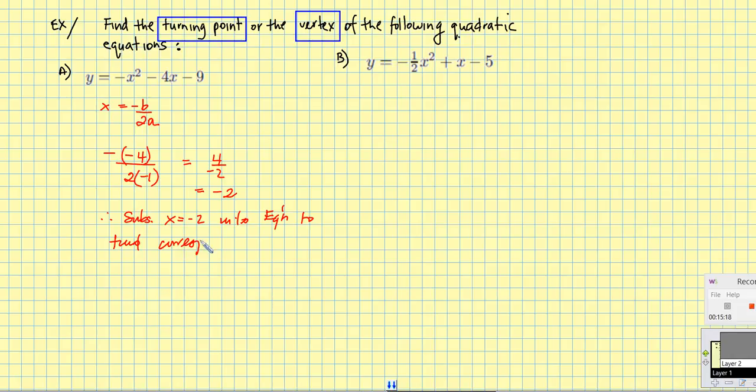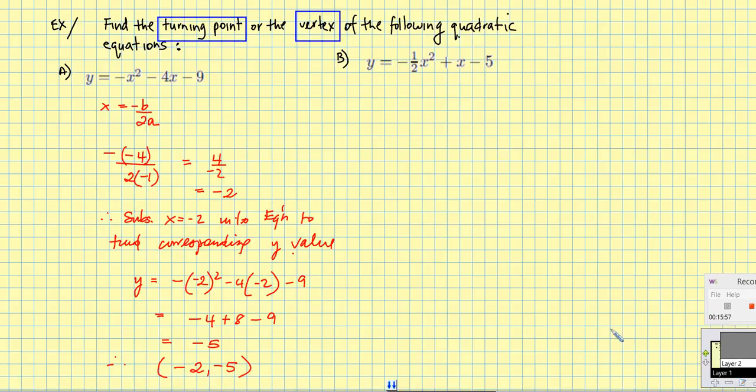Okay, so I place into the equation the value of -2, so that I have y is equal to negative (-2) squared minus 4 times -2 minus 9, and then solving for that very quickly, I end up getting -4 plus 8 minus 9. -13 plus 8 gives me -5. Therefore, we know now that the vertex, or the turning point, is going to be -2 and -5. All right.